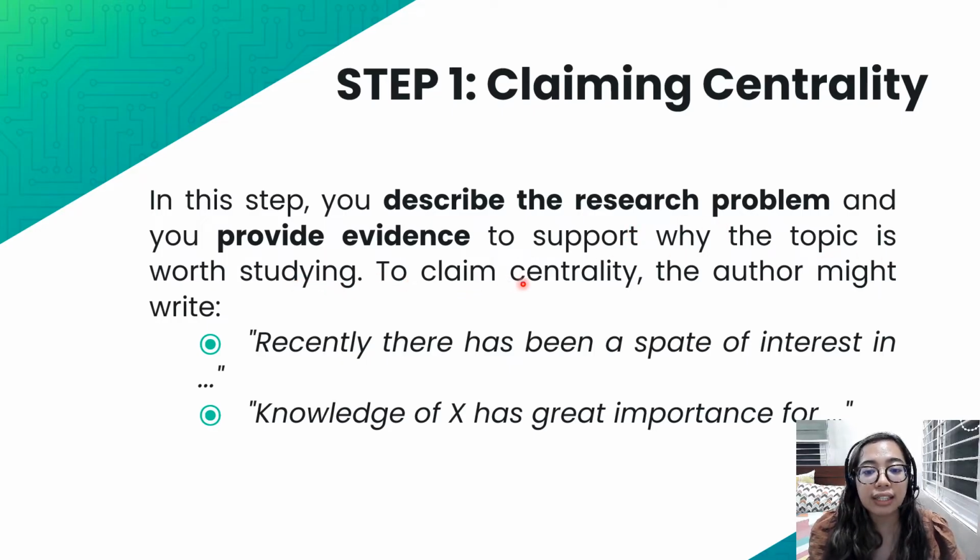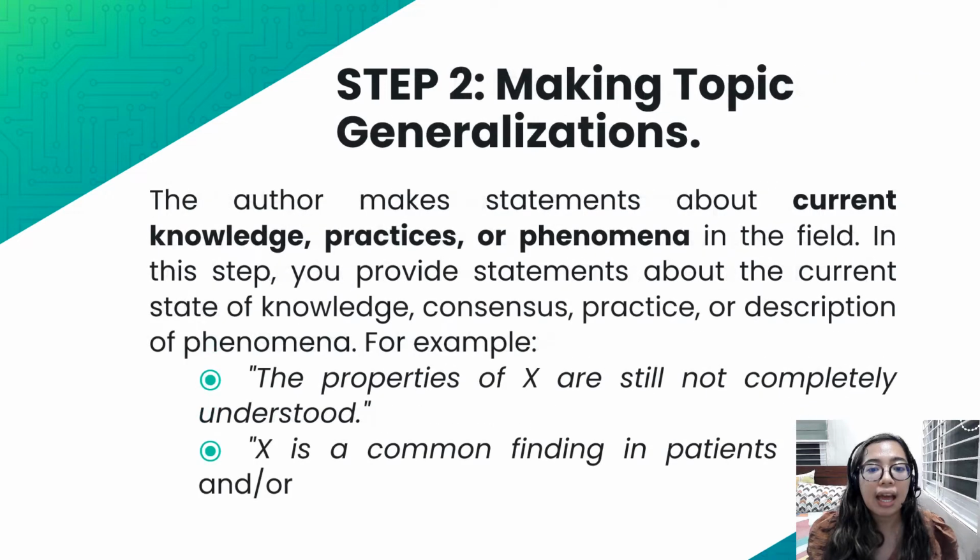To claim centrality, the author might write, recently there has been a spate of interest in blah blah blah, or you can also write, knowledge of X has great importance for dot dot dot, or blah blah blah. Next, another step that you can do is to make topic generalizations. The author makes statements about current knowledge, practices, or phenomena in the field.